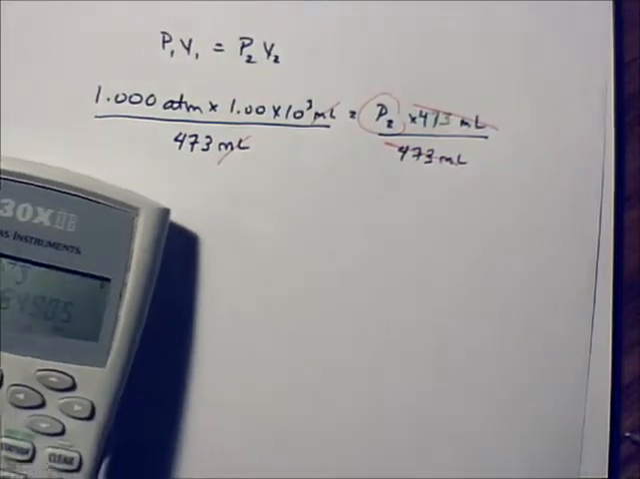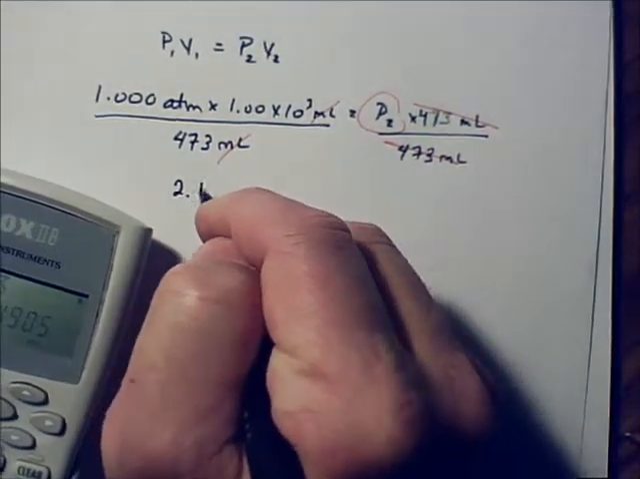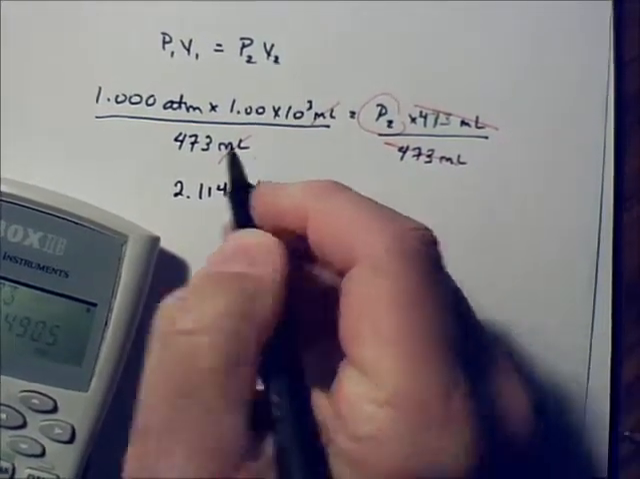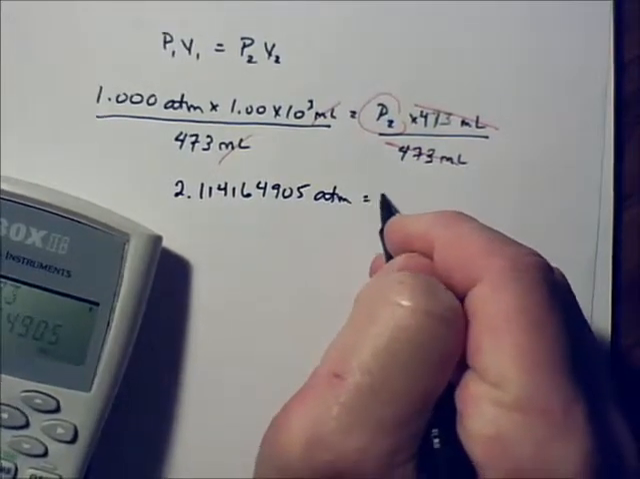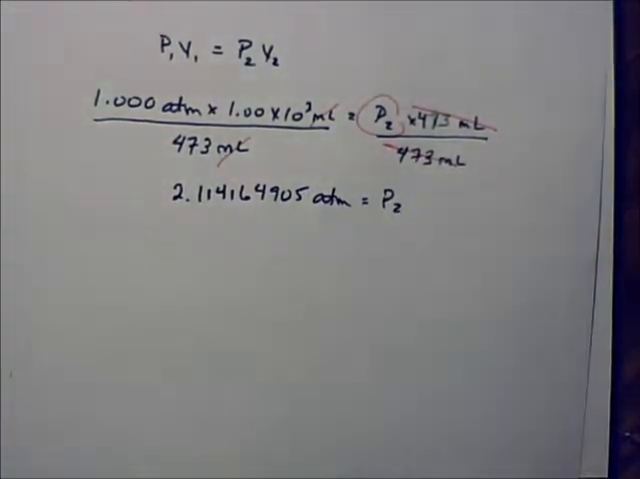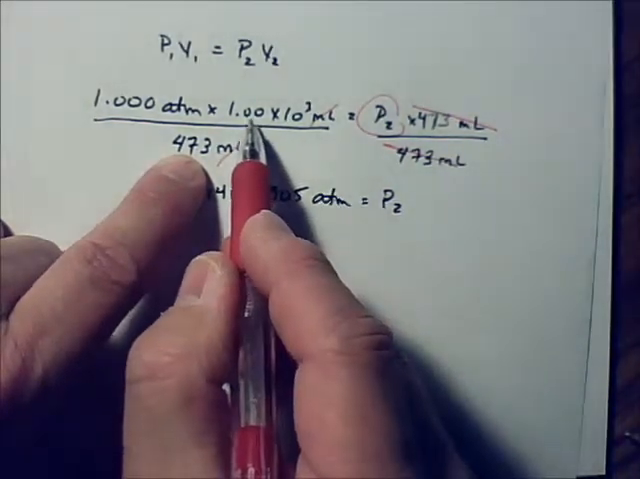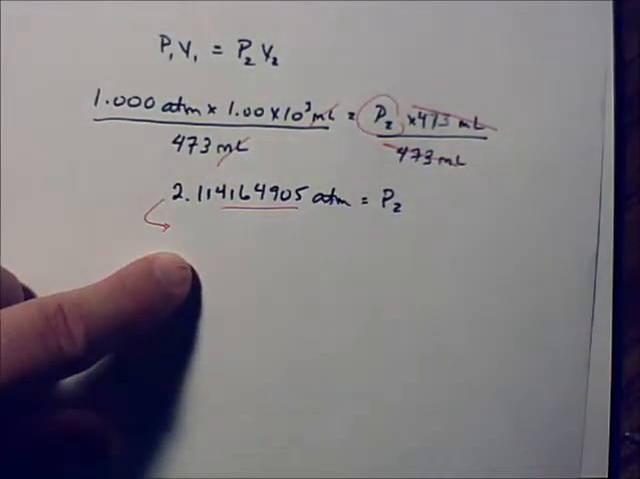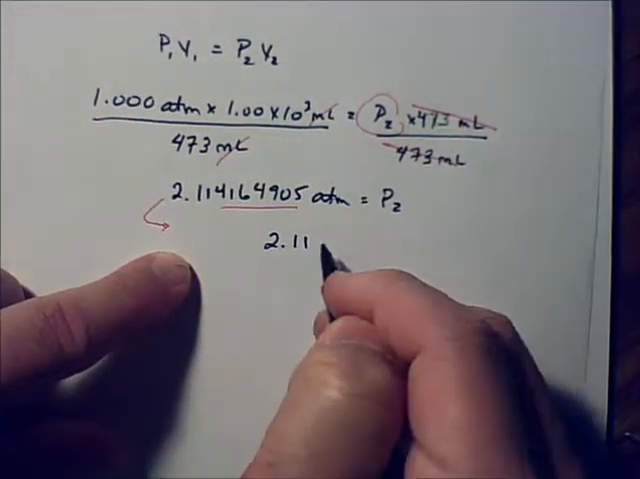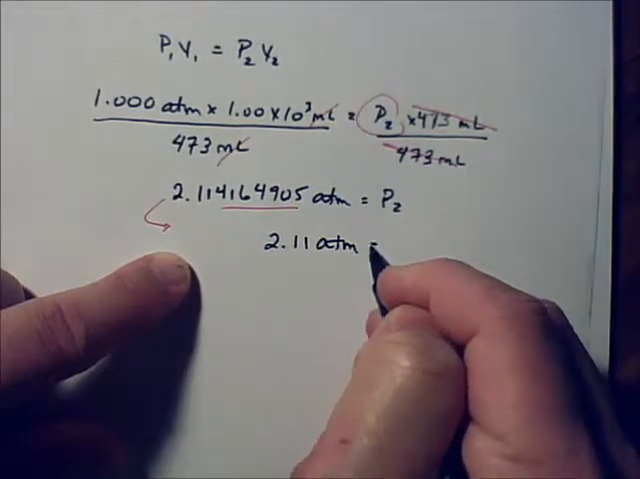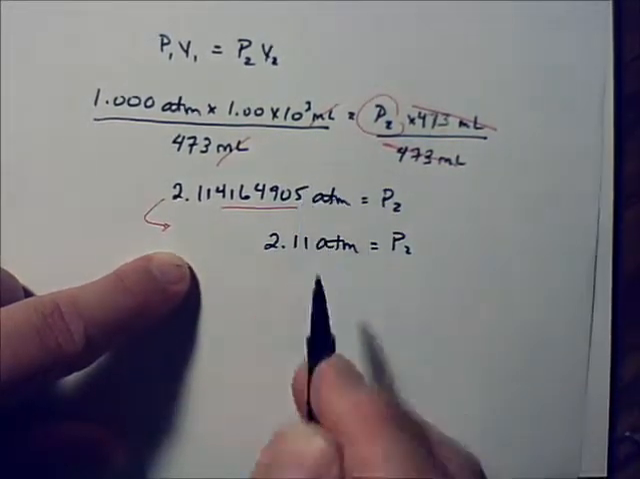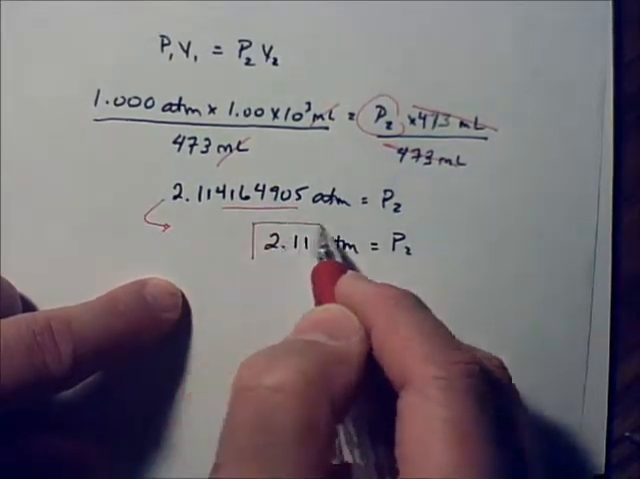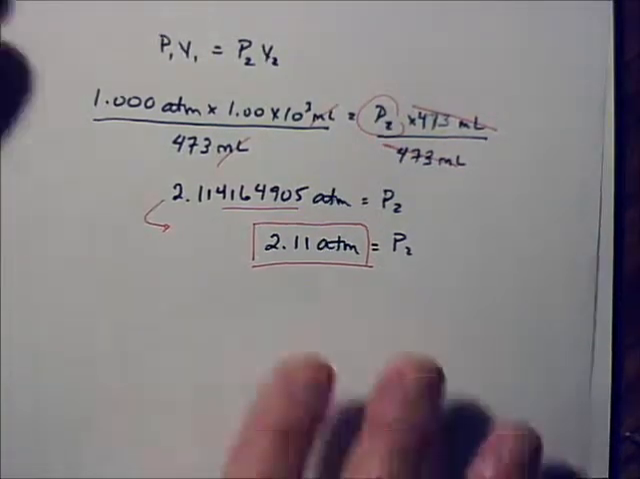And I get 2.114164905 atm equals P2. Round that to 3 digits because this number right here and this number right here have the least digits. So I get 2.11 atmospheres equals P2. Regardless of whether you use your volume in liters or milliliters, you should get the same answer. Any questions about that?